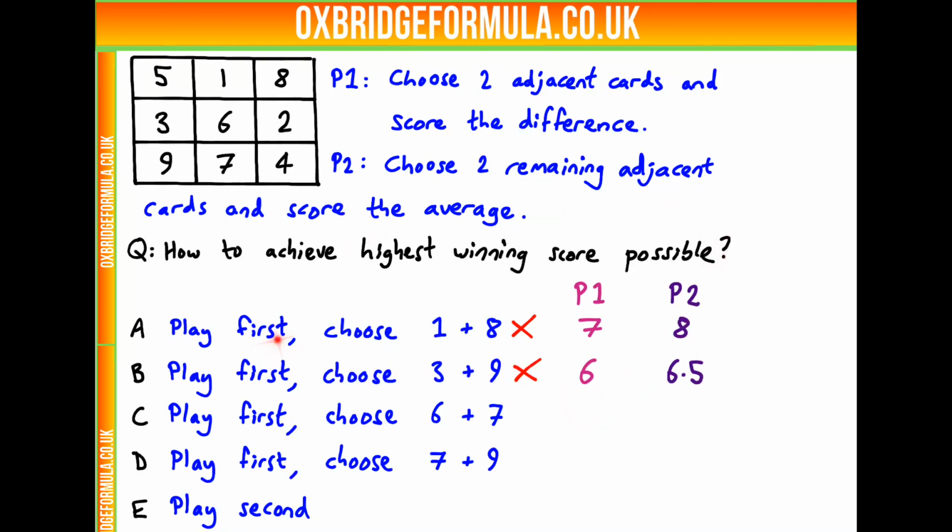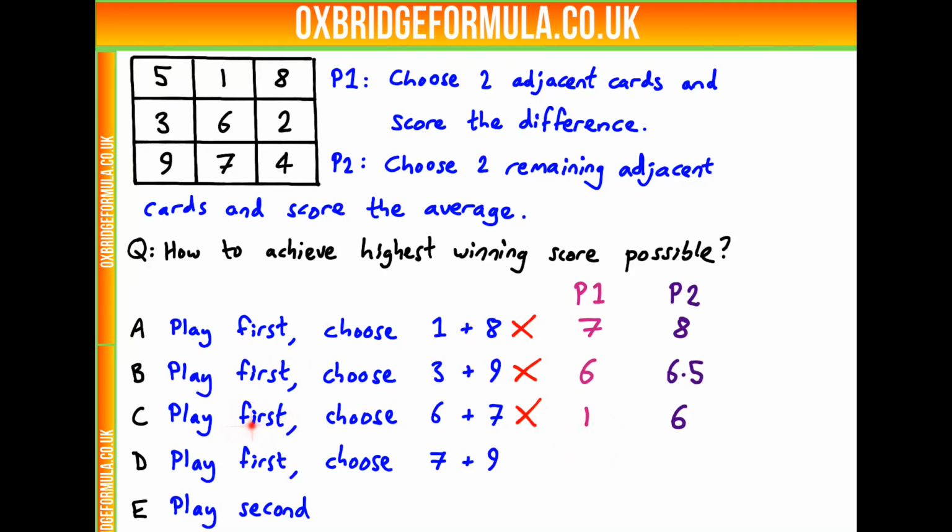So moving on, if we play first and choose 6 and 7, what's our score as player 1? Well, that would only be a difference of 1, so I don't know why she'd choose that. But if she did, what can player 2 choose from? If we get rid of 6 and 7, how can we make a bigger score than that? Well, there are a number of options, but the largest one would be choosing 3 and 9. That would give us an average of 6. So we can definitely beat a score of 1, so this definitely isn't the correct answer.